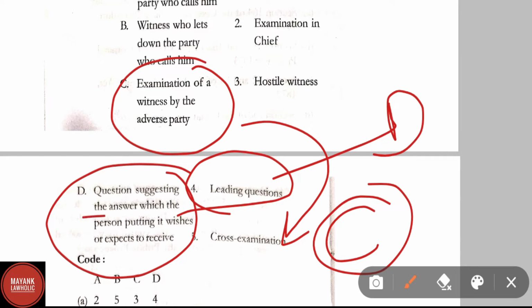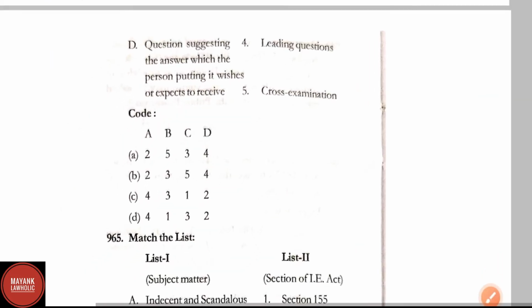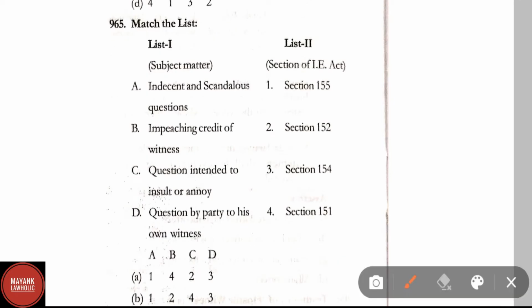Question suggesting the answer which the person putting it wishes or expects to receive is a leading question. So by going through these options, the correct match here will be option B. Question number 965. Indecent and scandalous question. Here the correct match is section 151.